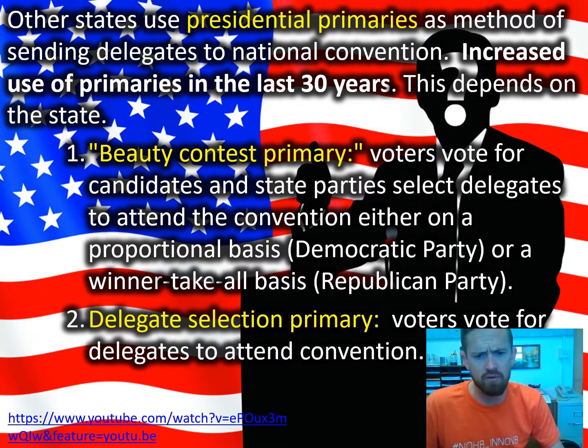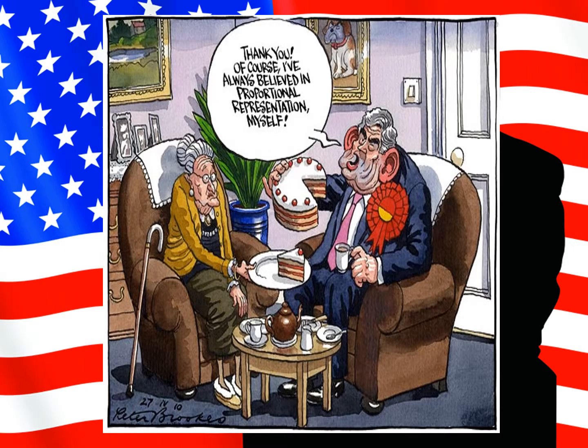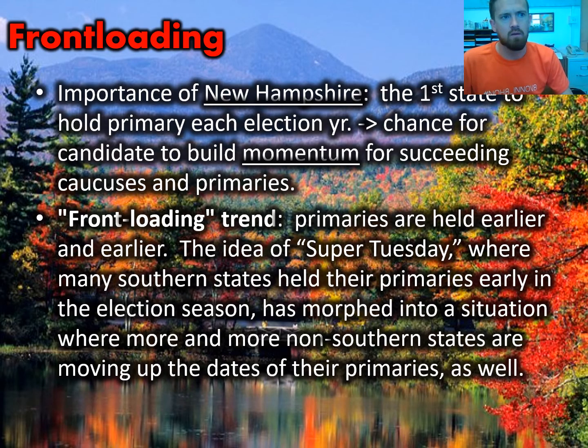You should know that the very first state to hold a primary is New Hampshire. Actually, I'm going to talk about it on the next slide, so here we go. The very first state to hold a primary is New Hampshire, and I think they go on February 6th or something like that. So Iowa is first with the caucus, and New Hampshire is first with the primary. They're the first two states to get involved in the elections.